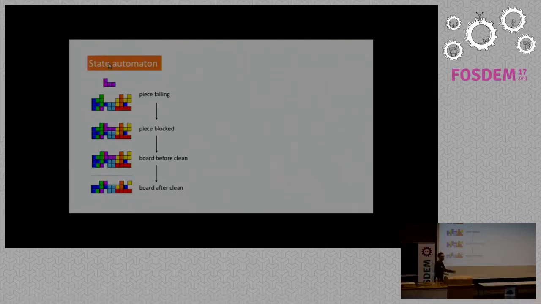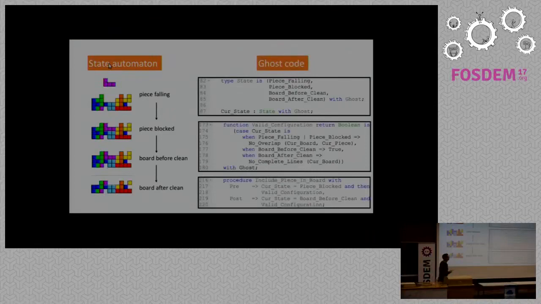So that's 4 states, and it loops until you lose. We can express that in ghost code in Ada. We can define a ghost state that defines these 4 possible states in an enumeration. And we have a global variable cur state that stores the current state. That's also a ghost variable.